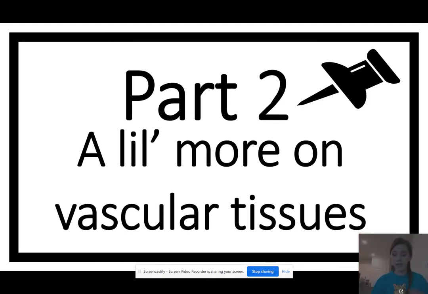So, part one was just going over the different tissues and their distributions, so that now we can talk about how the xylem works and what the xylem does, and you have an idea of what it is and where it is. So, part two goes more in depth about the vascular tissues, so xylem and phloem.